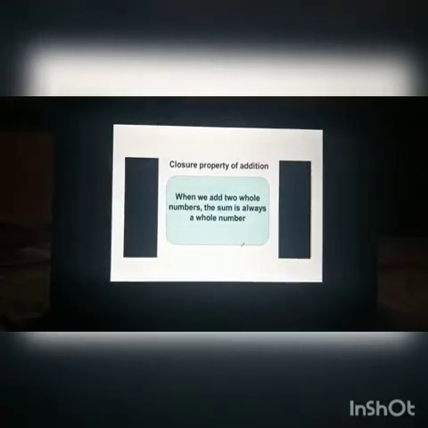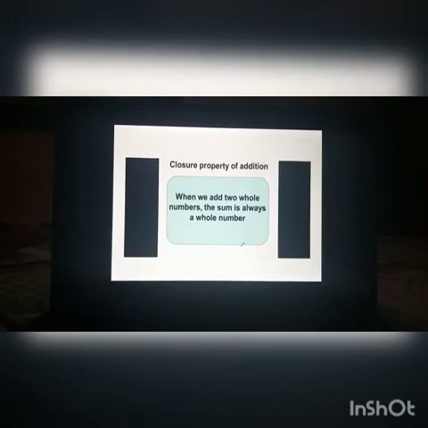So here we have the first property, closure property of addition. When we add two whole numbers, the sum is always a whole number. Remember this property. First property is closure property. When we add two whole numbers, the sum is always a whole number.